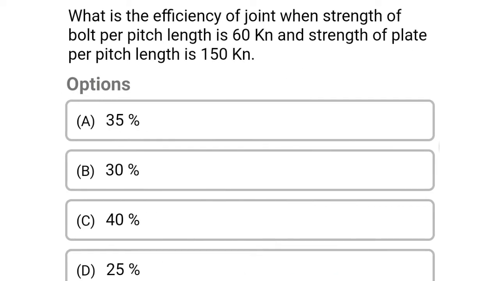Next question, what is the efficiency of joint when strength of bolt per pitch length is 60 kN and the strength of plate per pitch length is 150 kN? Option A 35%, option B 30%, option C 40%, option D 25%. The correct answer is option C 40%.